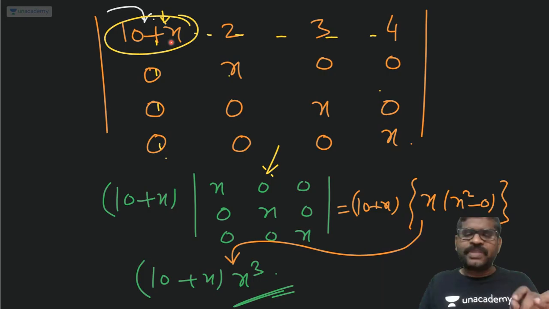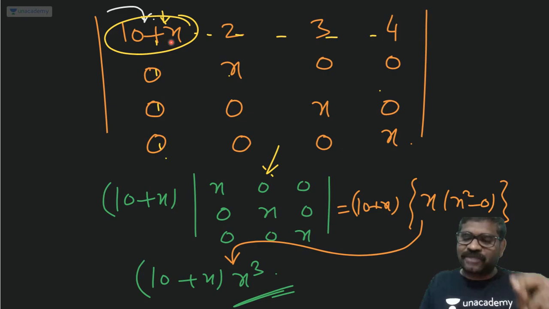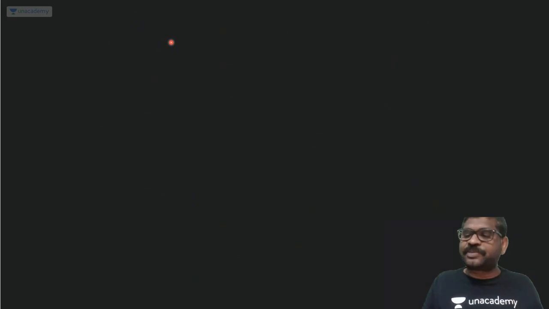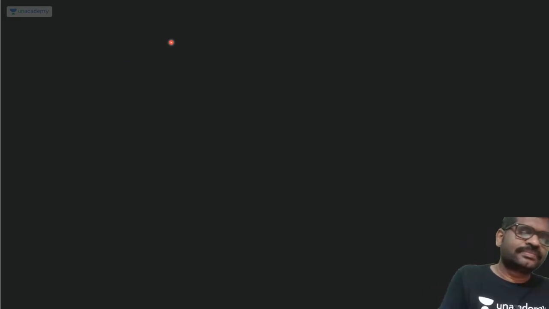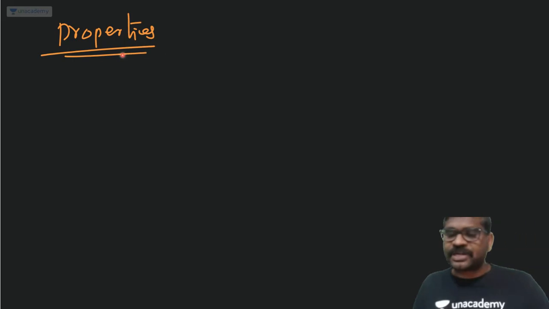Now, simple. If the matrix is 2 cross 2, apply AD minus BC. 3 cross 3, select a row multiplied with corresponding cofactors. If it is 4 cross 4, select a row consisting of the maximum number of zeros. Suppose zeros are not available, apply operations and reduce some entries to zeros. Okay. Next, properties of determinants.